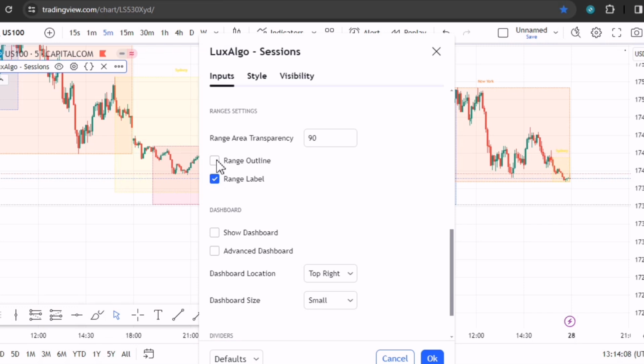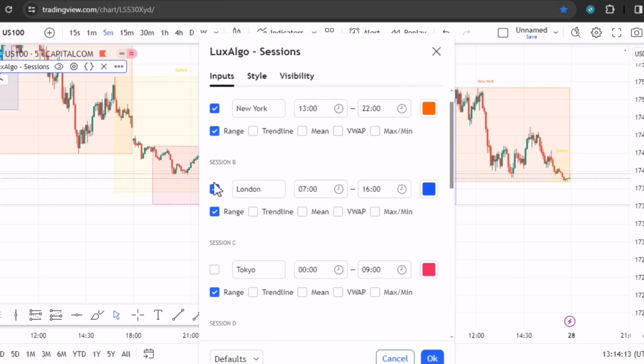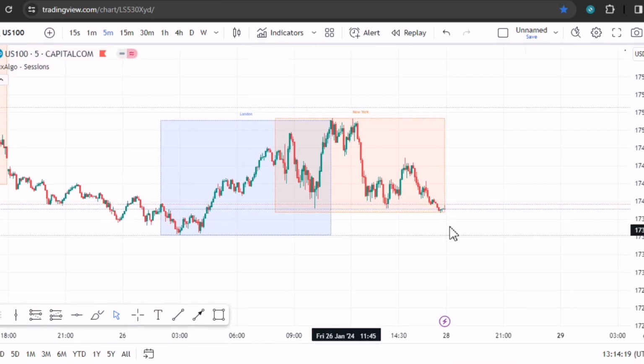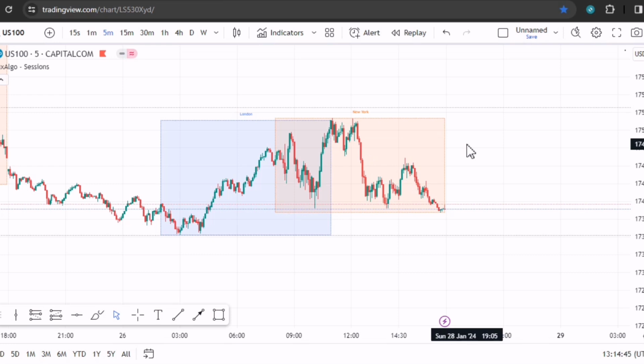Okay, the range outline. Okay, let's have it. Let's uncheck Sydney and Tokyo. Let's leave London and New York and then press OK. So this is what we have. We have the London and the New York session. And I hope most of you have noted that US100 or the Nasdaq will make its move on the New York session. So on the New York session, that is where you are supposed to catch the move, and I'll be showing you an idea of how to predict this movement, which proves to be around 90%.